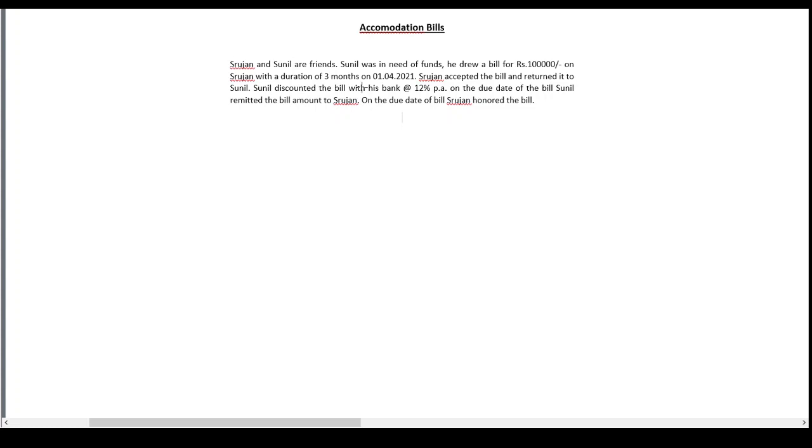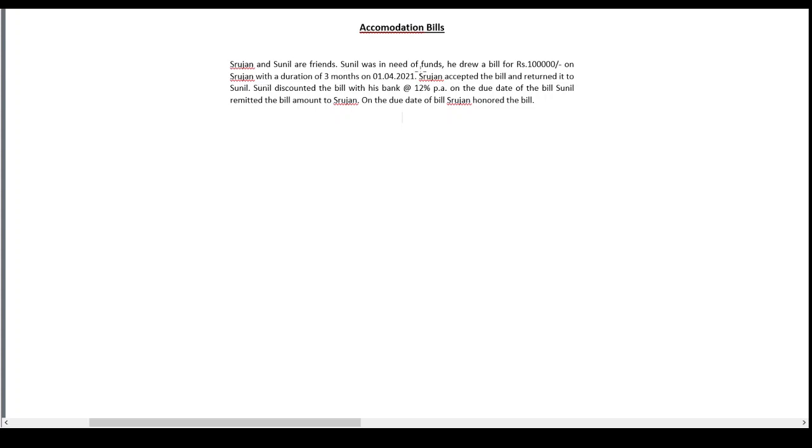Srujan and Sunil are friends. So here if you observe, I'm not starting with the precondition that there is a debtor-creditor relationship. I did not say Srujan sold goods on credit to Sunil or Sunil purchased goods on credit from Srujan. So they are actually friends. They are not debtors and creditors to each other.